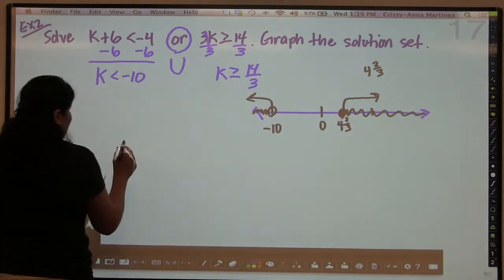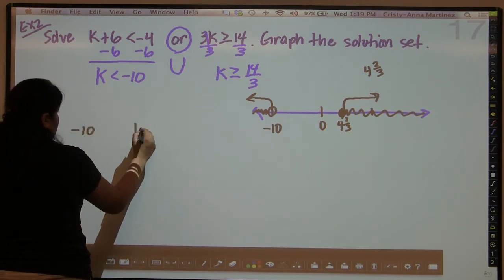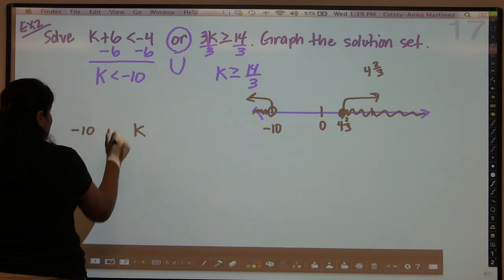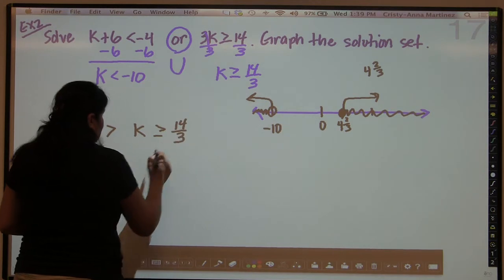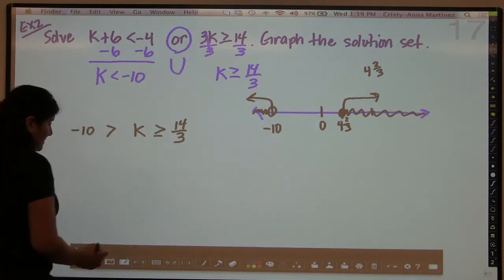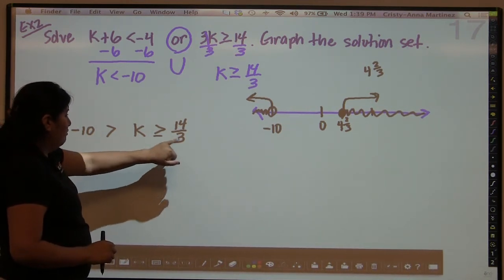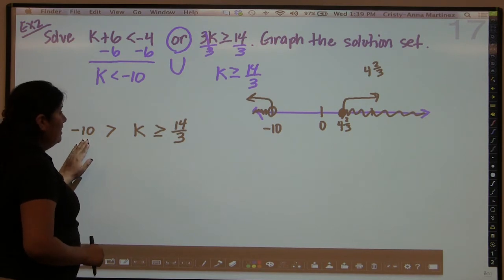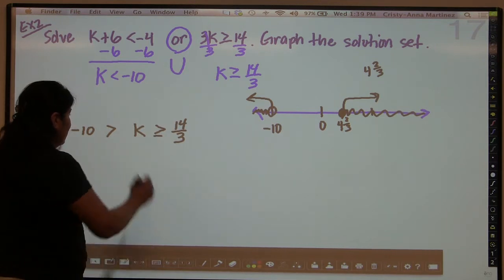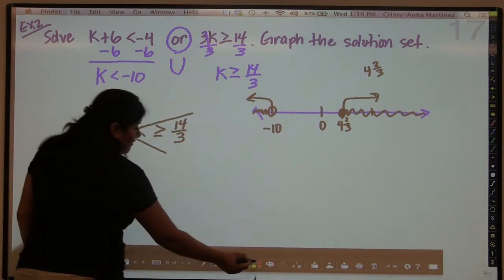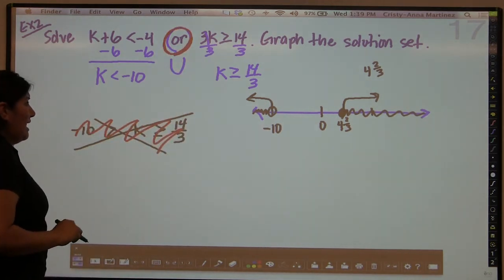That's very common for an or statement, which is why we can't really write them in a sandwich, and I'll show you why. So here's negative 10, and since we want the symbol to still be accurate, you would have to have the open side facing the negative 10, and then you would have greater than or equal to 14/3. And the transitive property does not hold in this case as it did earlier, because you're saying negative 10 is bigger than k, and k is bigger than 14/3, then it should be that negative 10 is bigger than 14/3. But we know that no negative number is bigger than a positive, so this is not true.